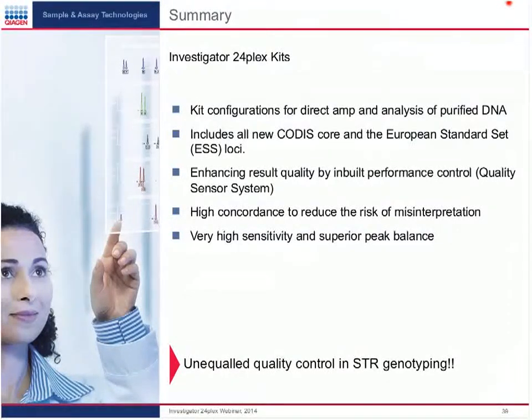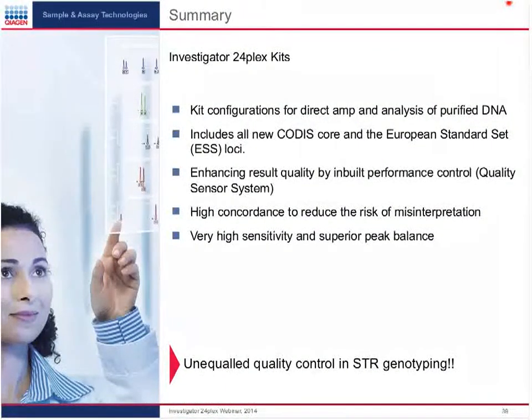Okay, the last slide is a summary. The Investigator 24Plex kit is a kit configuration for direct amplification and for the analysis of purified DNA. So we have a kit family of two kits: 24Plex QS and 24Plex Go. The kit includes all new CODIS core loci and the European standard set of loci. So we address all markers that are recommended by the CODIS core working group, and it makes it easier for you to exchange data between different countries.